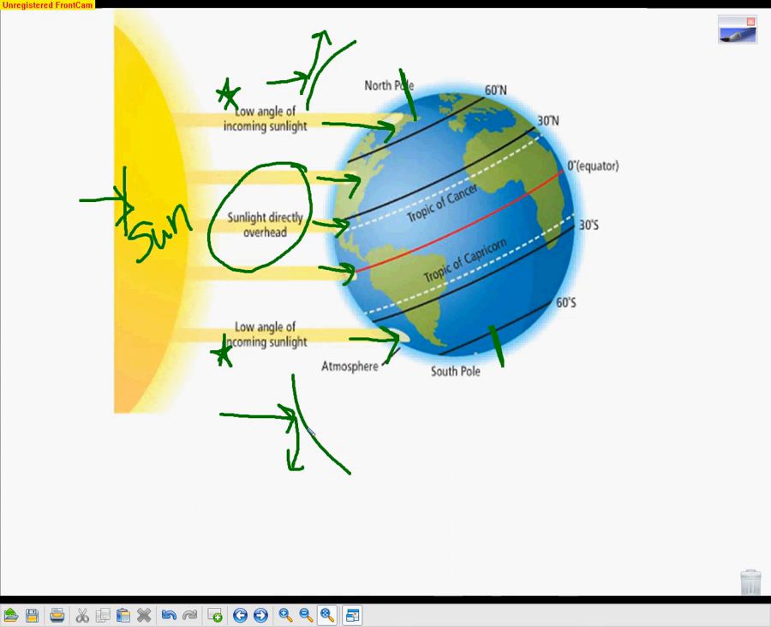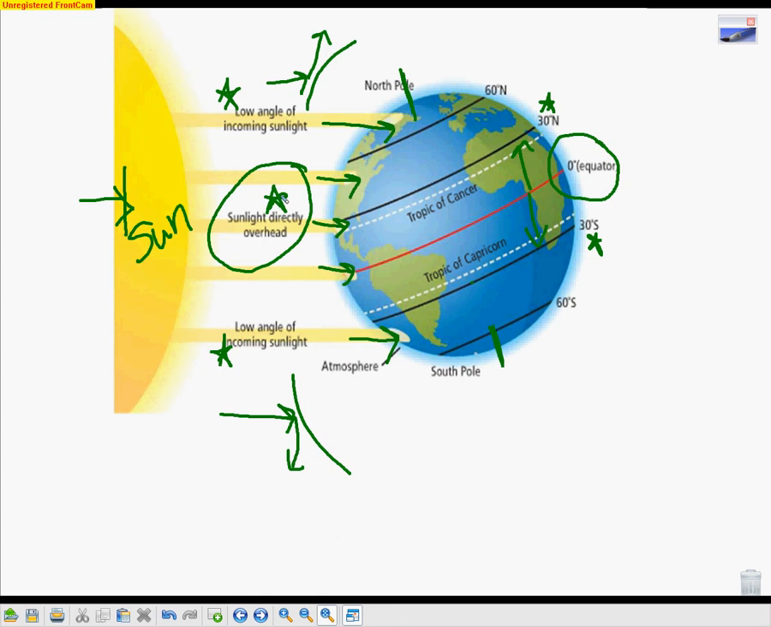Because of that, when we try to put some measurements to this, we have put some measurements around the Earth that we call measurements of latitude. We start here at 0, that's the equator. Then the next measurement that I want you to know is about 30 degrees north and 30 degrees south, and that's where these dotted lines are. We actually have names for these, the Tropic of Cancer and the Tropic of Capricorn. You wouldn't need to know either one of these. But what I want you to know is that from the equator going to 30 degrees north and 30 degrees south, that's where you have the most direct light.